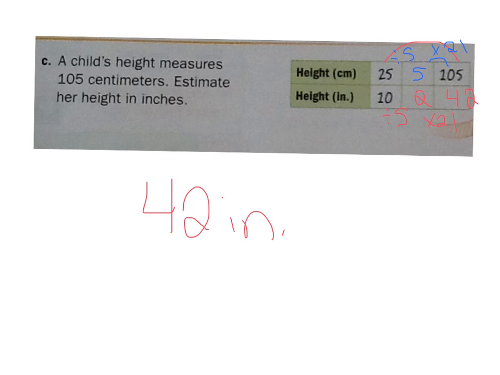I know this example was probably confusing, and hopefully you caught on. If not, we will go through a couple more examples like this in class tomorrow.